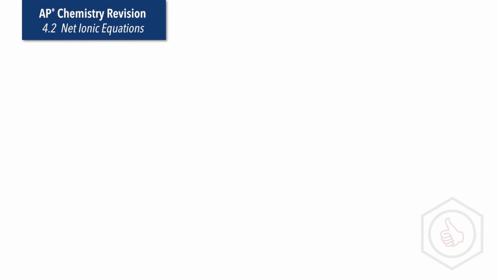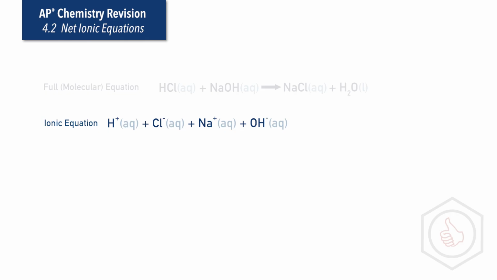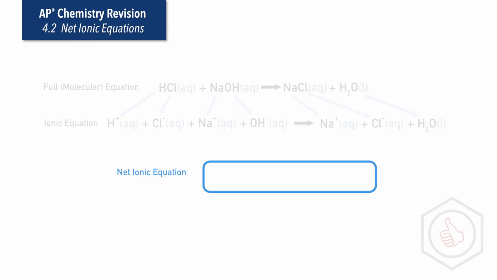For example, hydrochloric acid can react with sodium hydroxide solution to form sodium chloride and water. The full molecular equation for this would be HCl + NaOH goes to form NaCl + H₂O. The complete ionic equation would be H⁺ + Cl⁻ + Na⁺ + OH⁻ goes to form Na⁺ + Cl⁻ + H₂O. Here we have shown how the substances actually exist in solution, dissociated into ions. The net ionic equation, however, would simply be H⁺ + OH⁻ going to form H₂O.